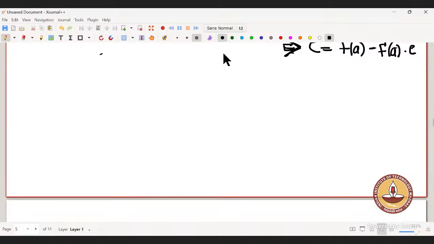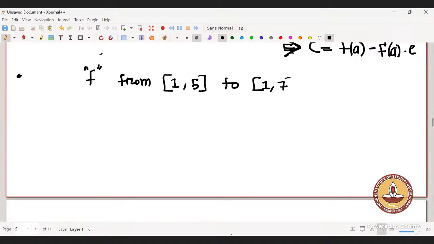There is a continuous function f from 1 to 5 to 1 to 7. Sir, is this the domain or range of the function? See, in the first option, it's saying there exists a continuous function f from 1, 5 to maybe 1, 7. Yes, sir. From means this is the domain, and this is the codomain.